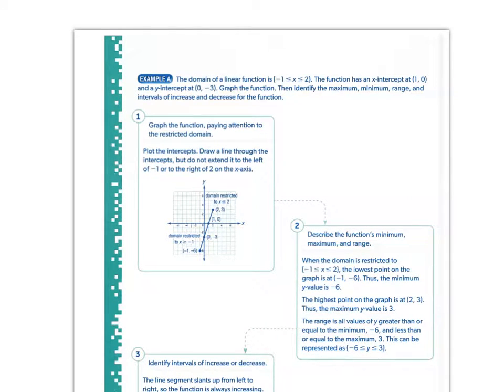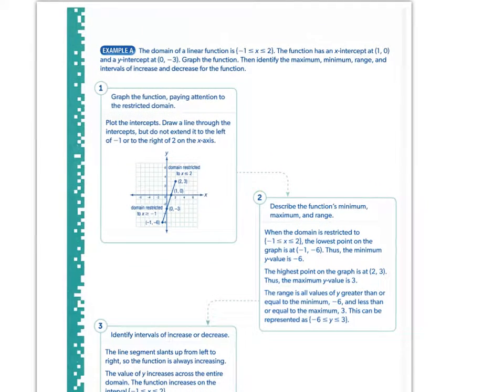Okay, so again, we've got our function here. It says the domain of this function, so now we've been given a specific domain from -1 to +2. We could list its x and y intercepts. Identify maximum, minimum, range, intervals of increasing and decreasing for this function. Okay, I think we can do that.